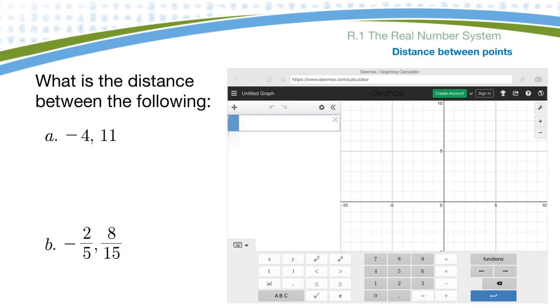Why don't you try these ones here? So what's the distance between -4 and 11? Maybe you can see right off the bat that that's 15. Let me do it here on Desmos. Desmos is a nice little tool that you can use to do these.